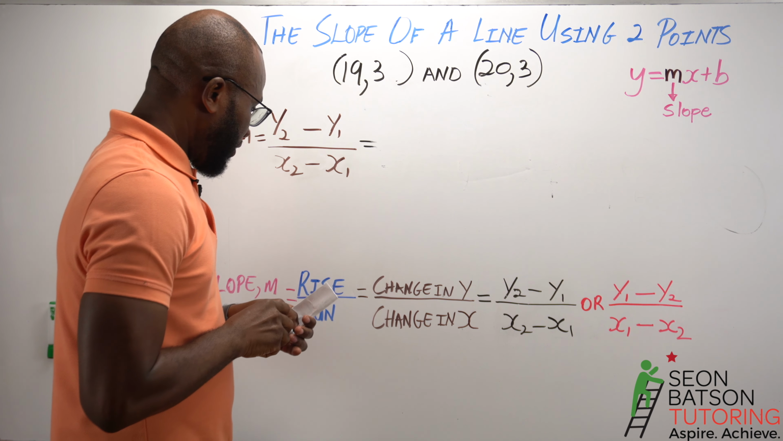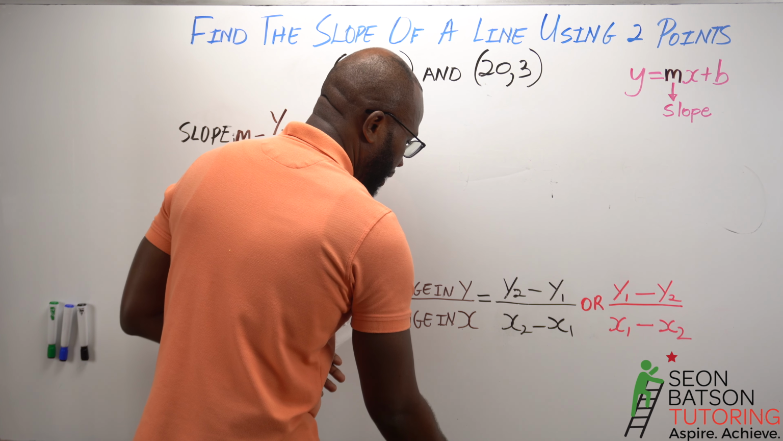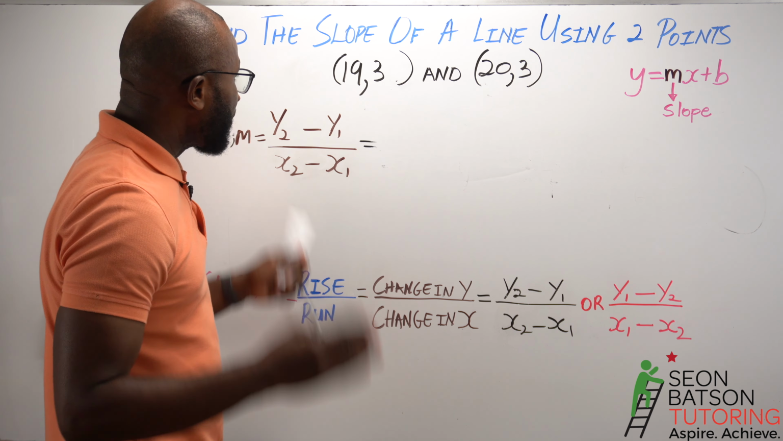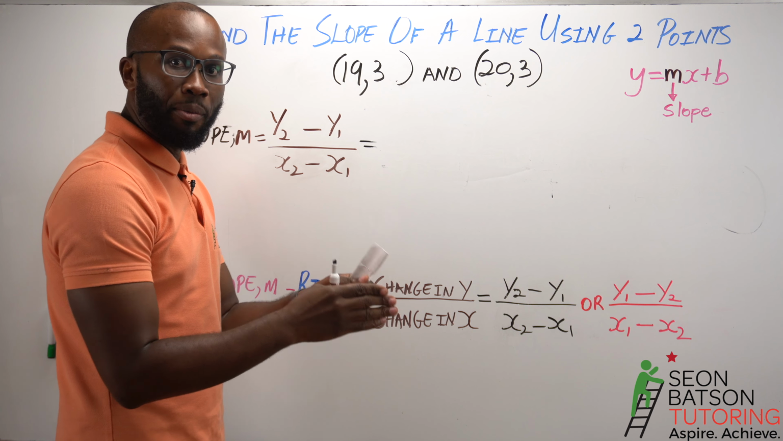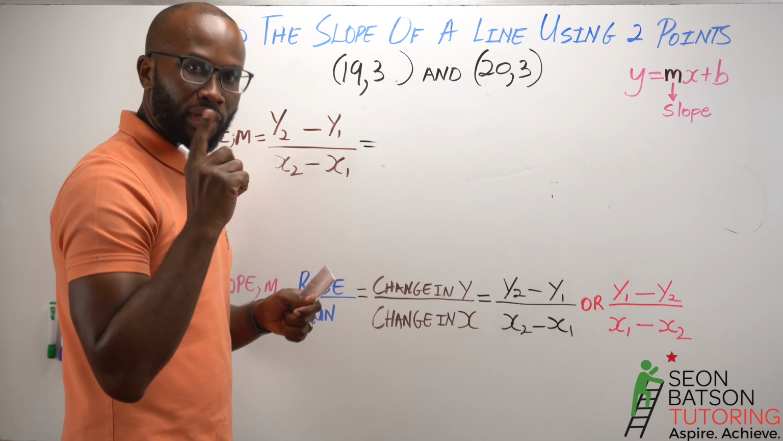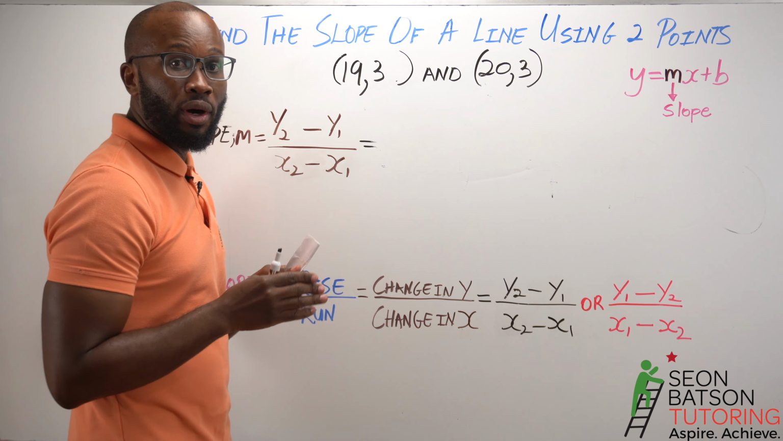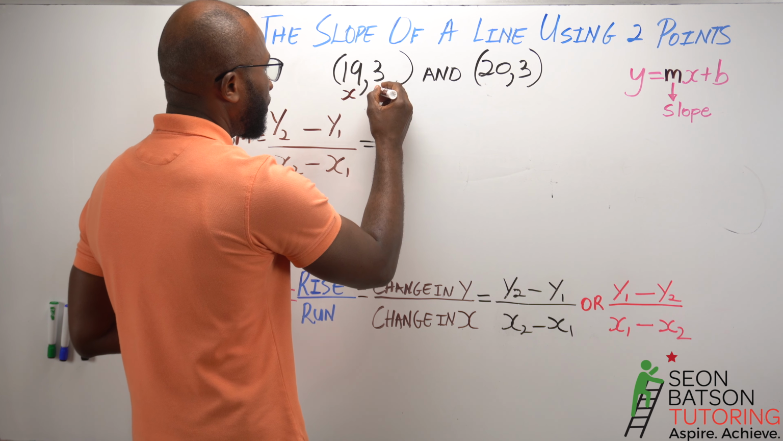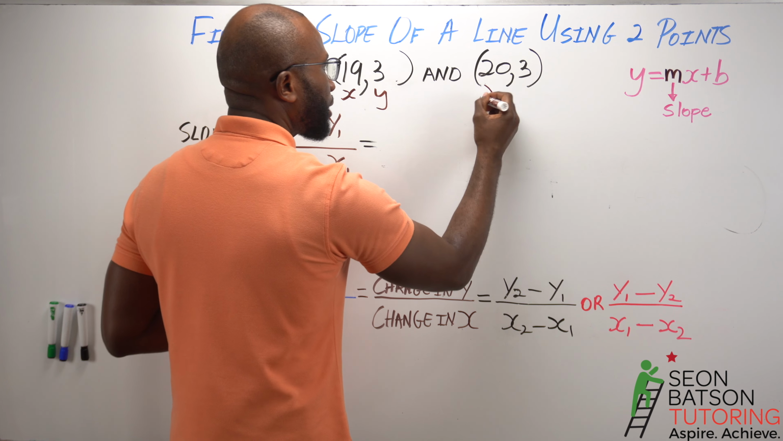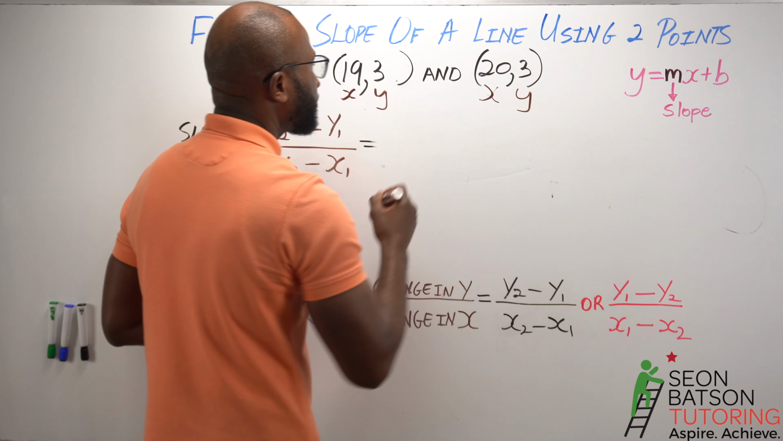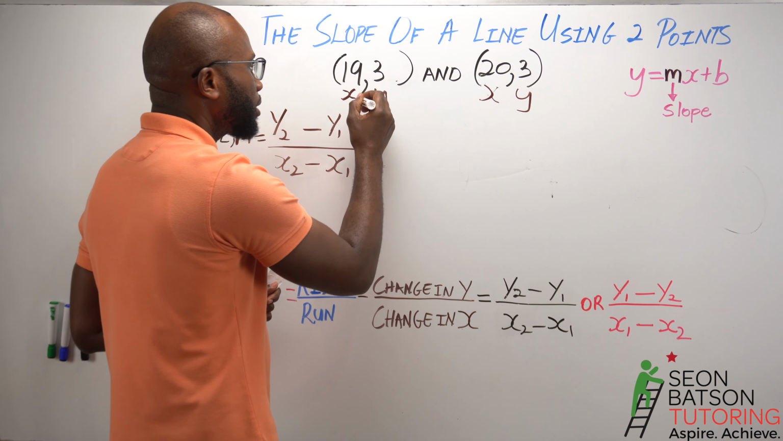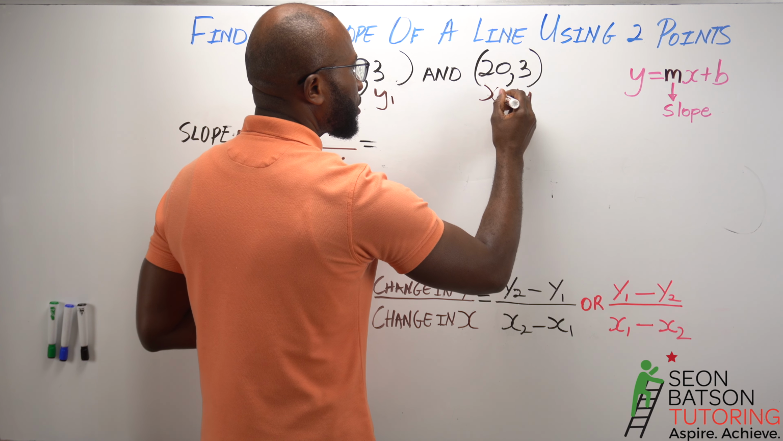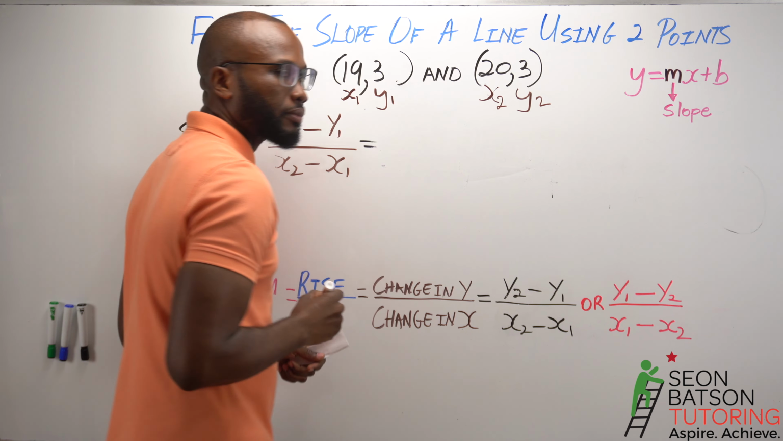Again, we want to find the slope of a line using our 2 points here. So the very first thing we are going to do is label the coordinates for each point. Remember, each point has an x coordinate and a y coordinate. The first point will be our 1s, x1, y1. And the second point will be our 2s, x2, y2.